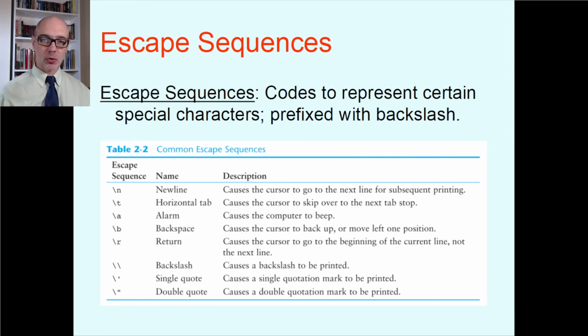Backslash single quote prints a quote, and again, if you want to see a double quote in a printed string, that's a problem because normally the double quote would end the string. So if you actually want to see it, you use the escape sequence backslash double quote, and then it actually shows up in your output. So keep that in mind. These are all things that you would embed in a string literal or maybe a single character.